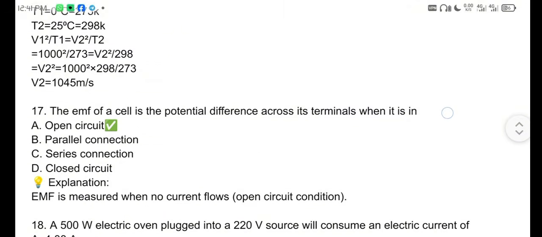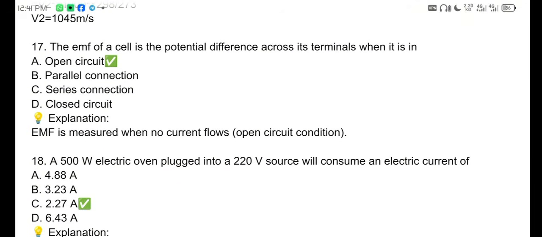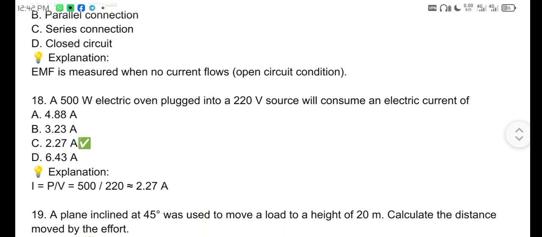All right. So question 17 says, the EMF of a cell is the potential difference across its terminals when it is in what? Open circuit. Now EMF is measured when no current flows through a circuit. When no current flows through a circuit, it means that the circuit is open. So open circuit, because we'll be able to measure the EMF. So the correct answer is A.